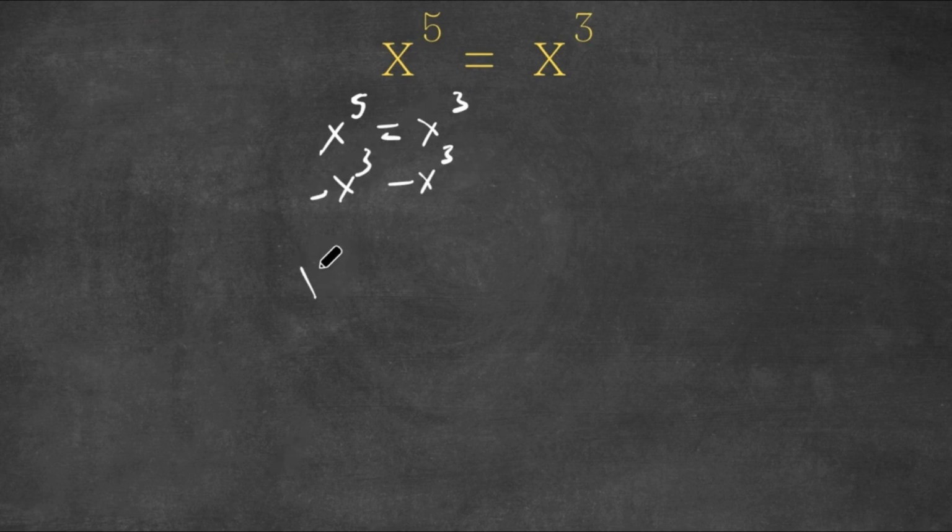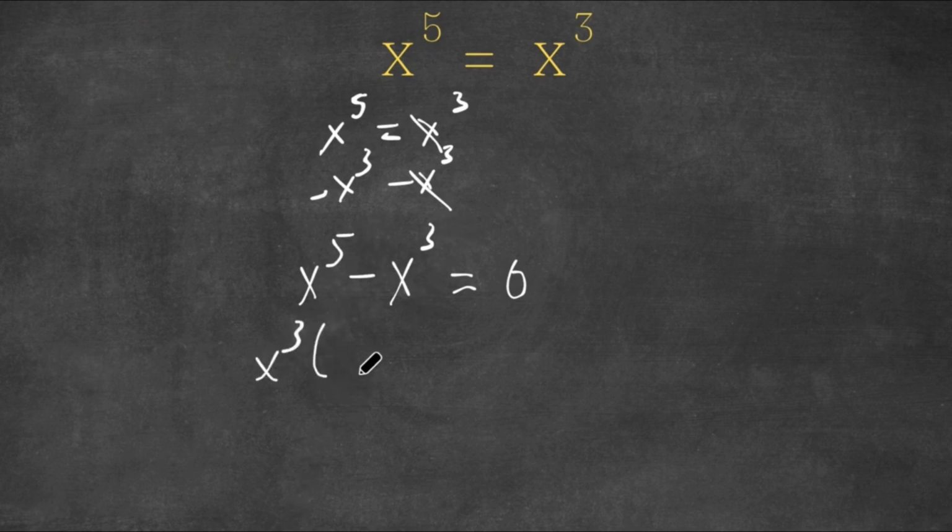So now I have x to the power of 5 minus x to the power of 3 is equal to, these two cancel out, 0. Now, the greatest common factor of x to the power of 5 and x to the power of 3 is simply x to the power of 3. So I'm going to factor out x to the power of 3 from x to the power of 5 minus x to the power of 3.